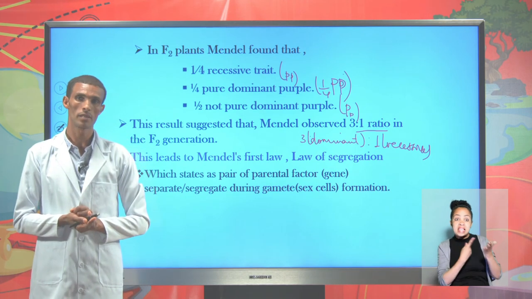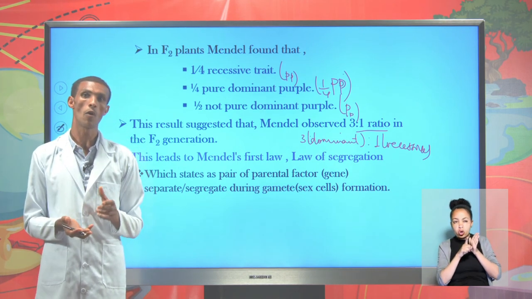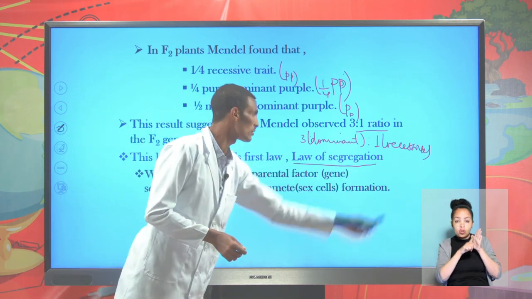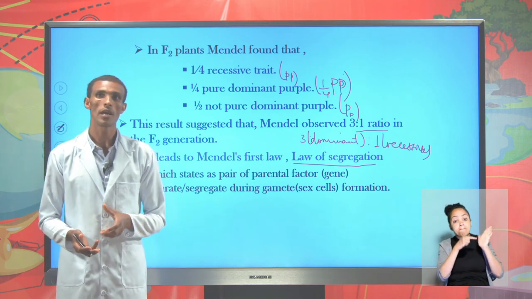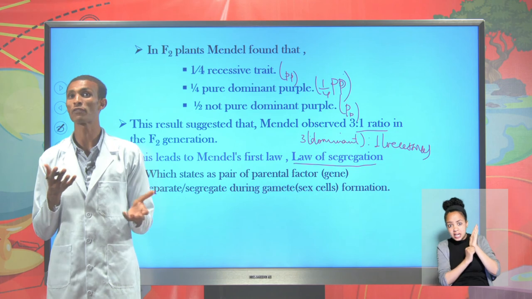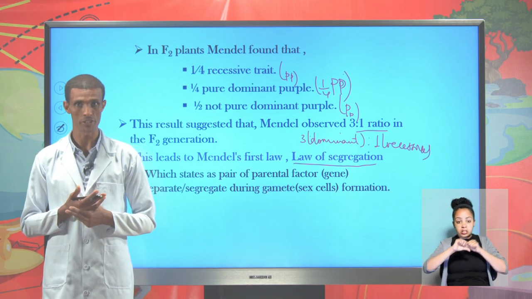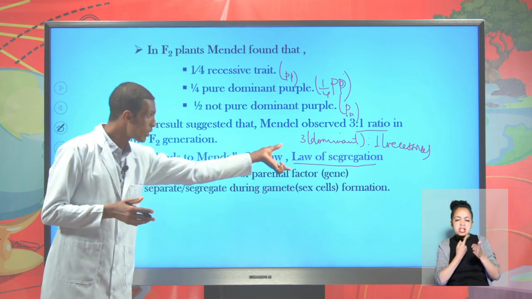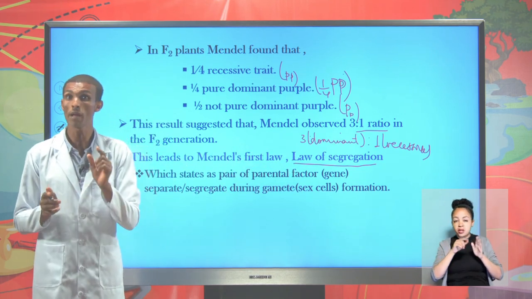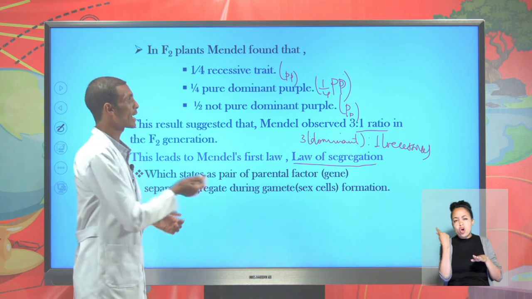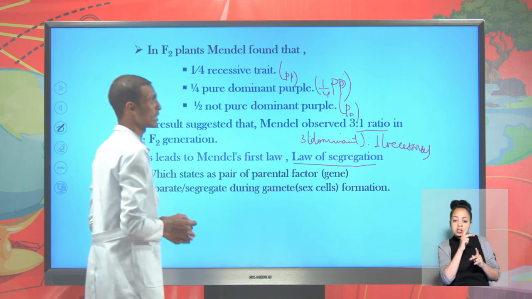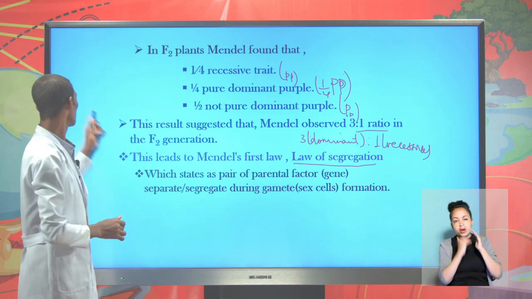This is what we consider Mendel's first law, the law of segregation. It means a particular trait or factor can be segregated or separated from each other during gamete formation. This is Mendel's monohybrid cross, or the law of segregation. During a monohybrid cross, we can always expect a 3 to 1 ratio, where 3 represents dominant and 1 represents recessive. Good, students.